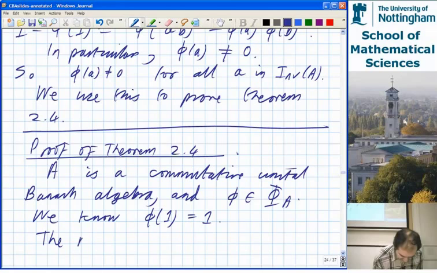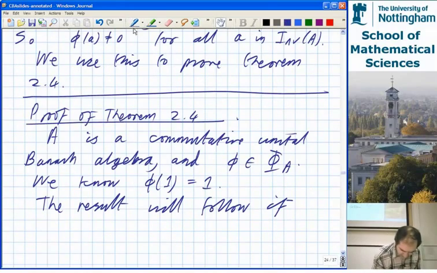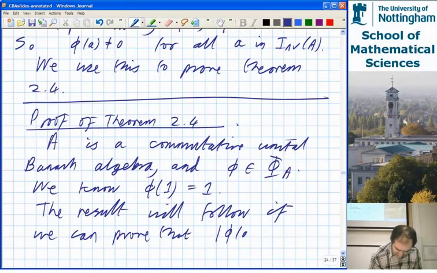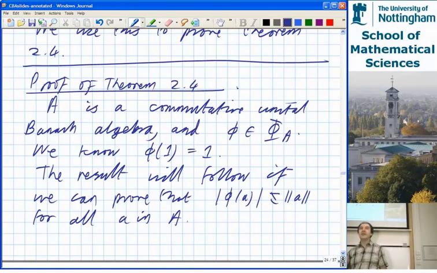So the result will follow if we can prove that the modulus of phi of a is less than or equal to the norm of a for all a in A. Because if you get that, then it's a bounded linear functional and the operator norm is at most 1. So that would give you bounded with operator norm at most 1. And then this one tells us the operator norm is at least 1, and you get the rest.